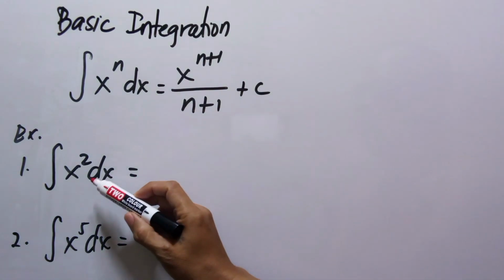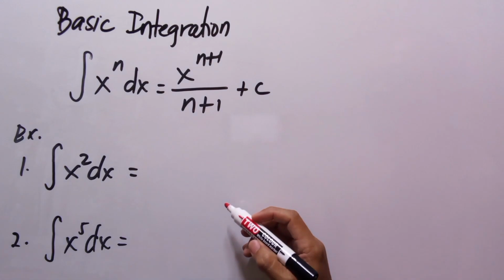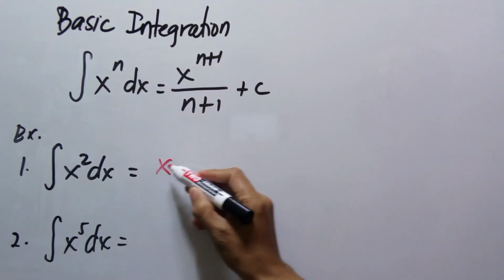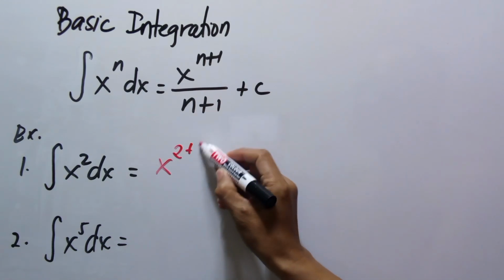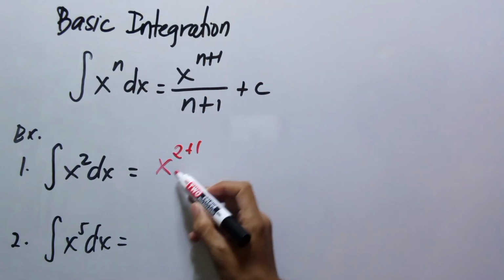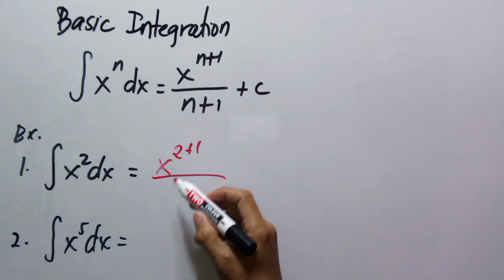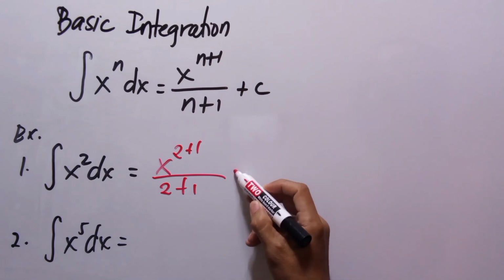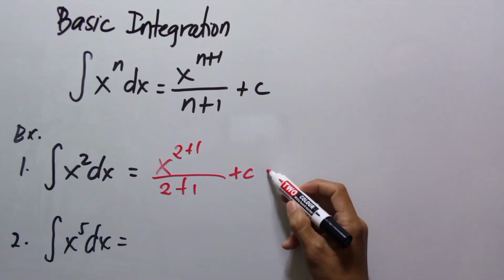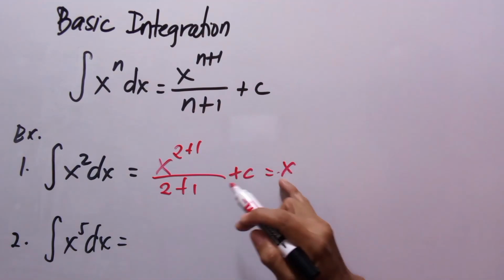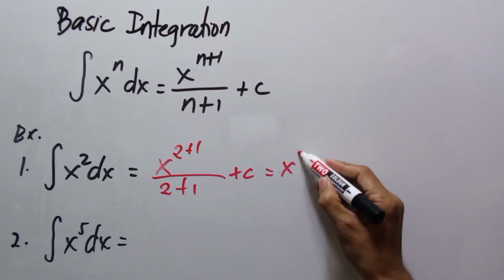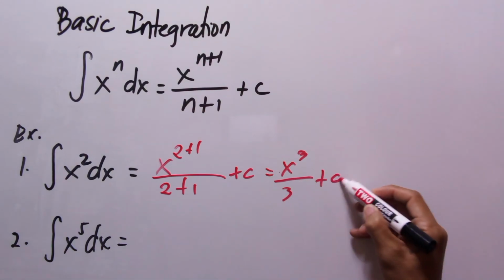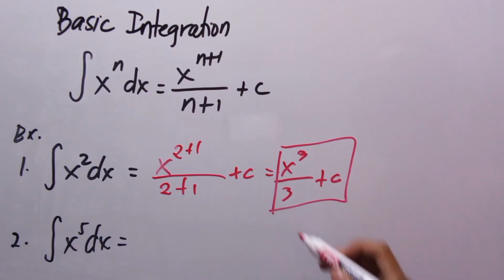Okay, so let's have example number 1. The integral of x raised to the power of 2. Okay, so our n is 2. So therefore, x raised to the power of 2 plus 1, n plus 1, then over n plus 1, our n is 2, right? So 2 plus 1, so plus c. Okay, so equals x raised to the power of 3, or x cubed, over 2 plus 1 is 3, plus c. So this is our final answer.